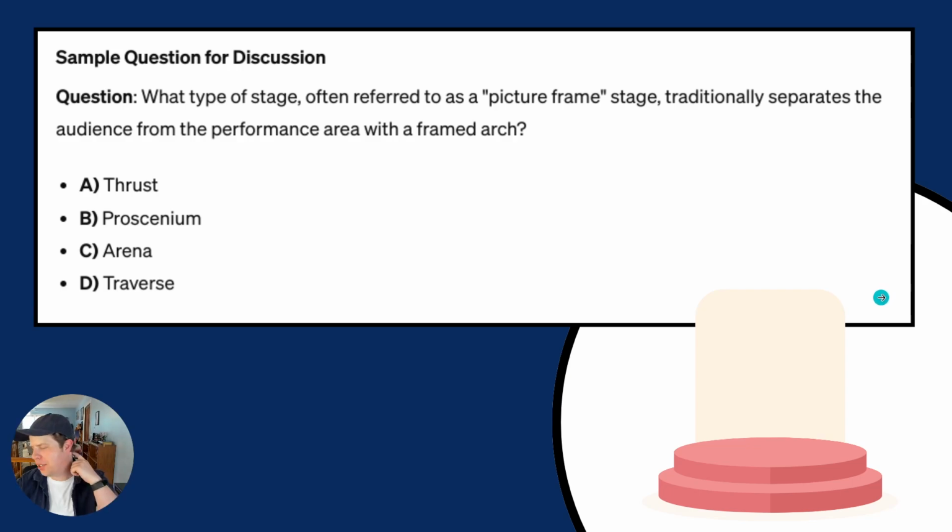Let's look at a question to wrap up the foundation we're building here. What type of stage, often referred to as a picture frame stage, traditionally separates the audience from the performance area with a framed arch, or that picture frame? Is it A, a thrust stage, B, proscenium, C, arena, or D, traverse? Take a second to think on that, pause if you need to, and let's check.